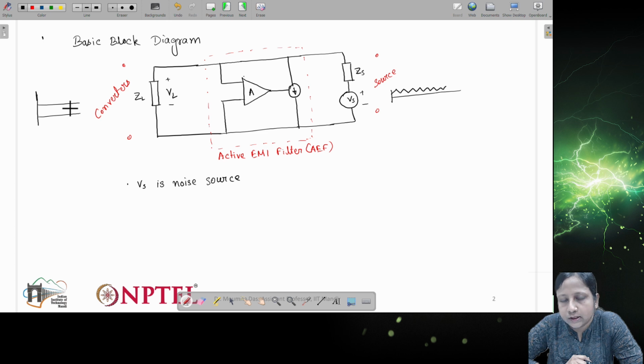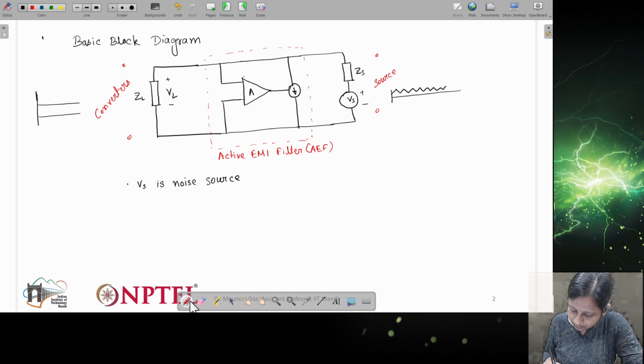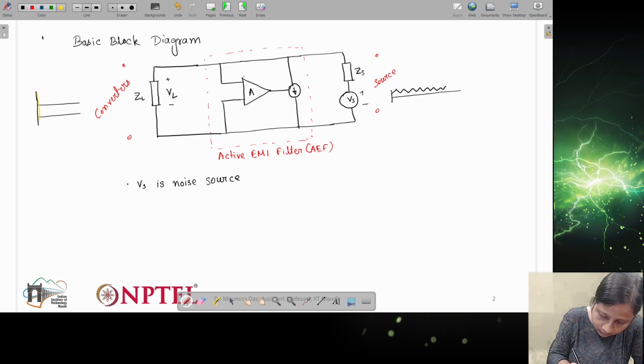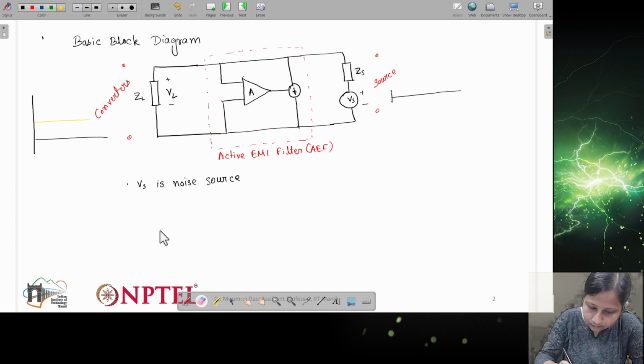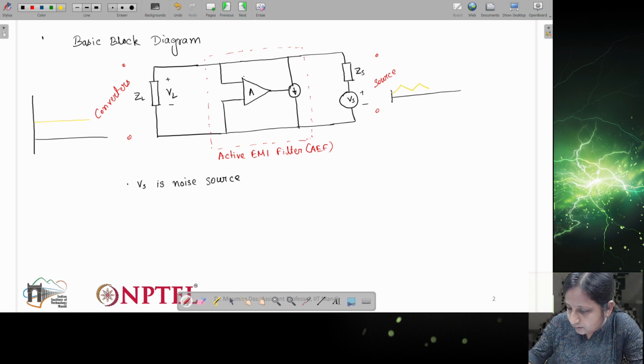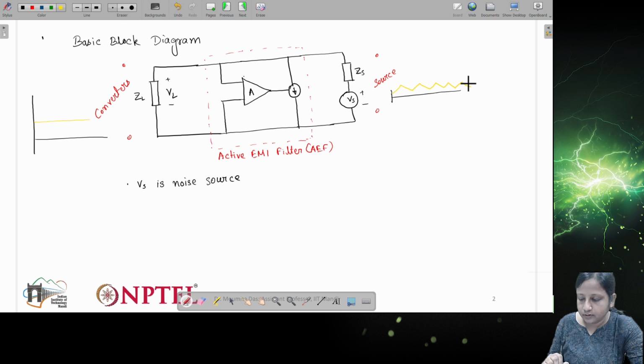Now in this case, what is coming in between? The active EMI filter. You can see in the converter part, I can represent the border in different lines so it will be much clearer. This will be like this. Hopefully this is visible to you properly.